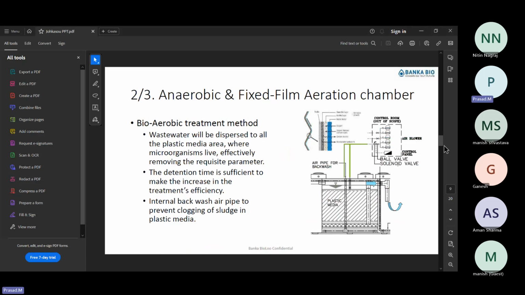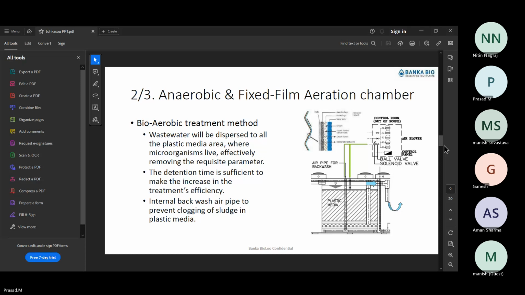So similar things we are doing, like MBBR I explained to you. In MBBR we are putting the media and we are increasing the surface area, right? Here we are doing the same thing. We are doing the same thing in anaerobic also. In the anaerobic tank we have plastic media, and that plastic media will increase the surface area. So naturally we can enhance bacterial activity.